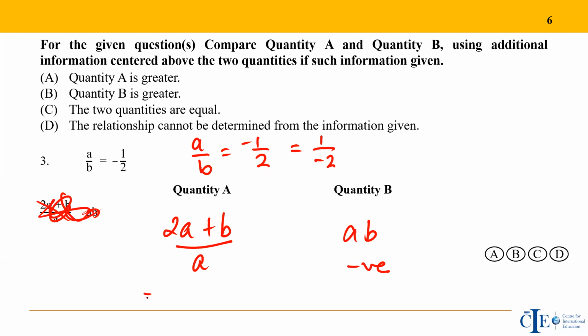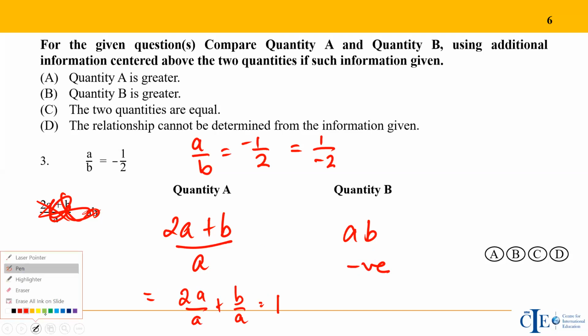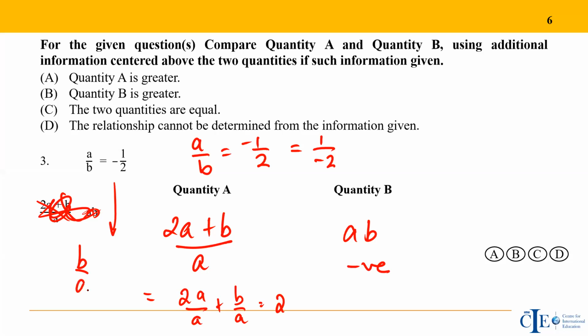Clear? Now I'll just try to simplify this. Okay, I can split this as 2a over a plus b by a. 2a by a, so you can see the a will get cancelled out. So that is 2, and then it's b by a. a by b is minus 1 by 2, so b over a would be minus 2 by 1, which would be a minus 2. So plus a minus 2, that will give you 0. So whatever value of a and b that you take, it's always going to cancel out, irrespective of the value. So hence, this is 0.